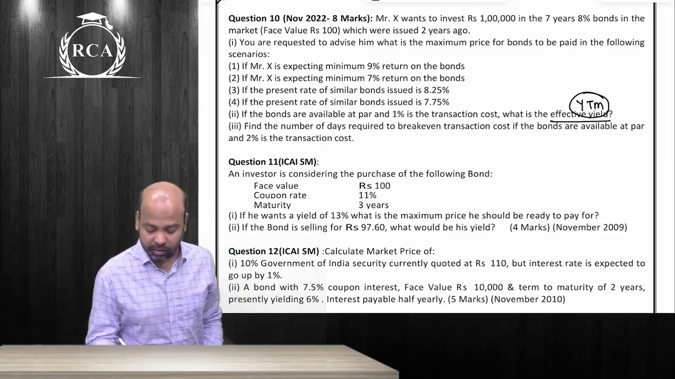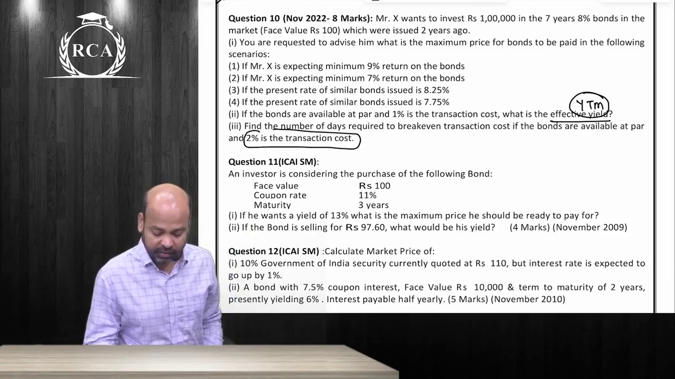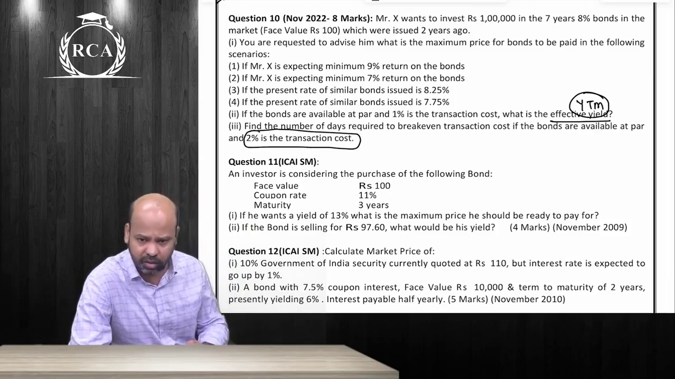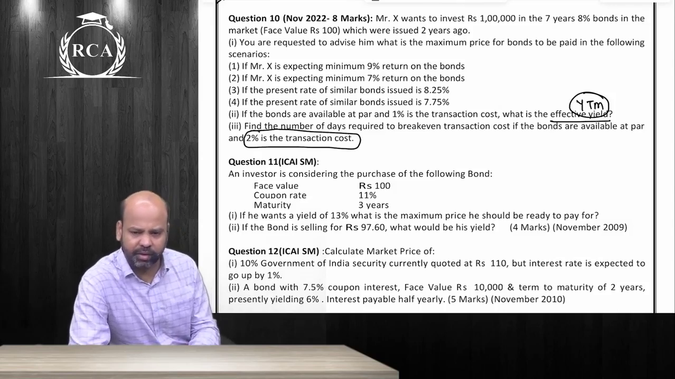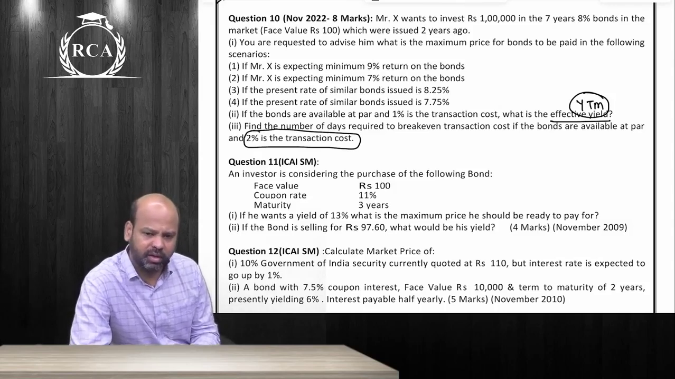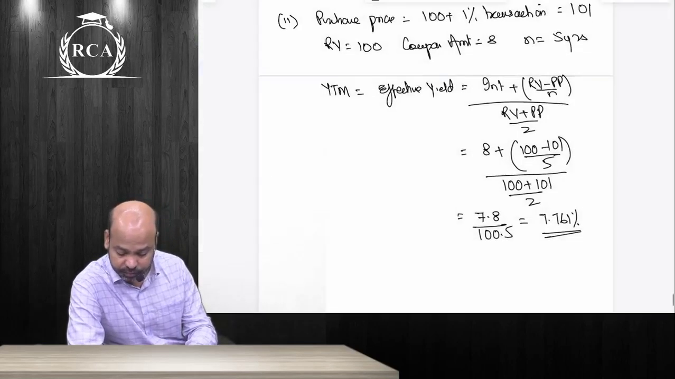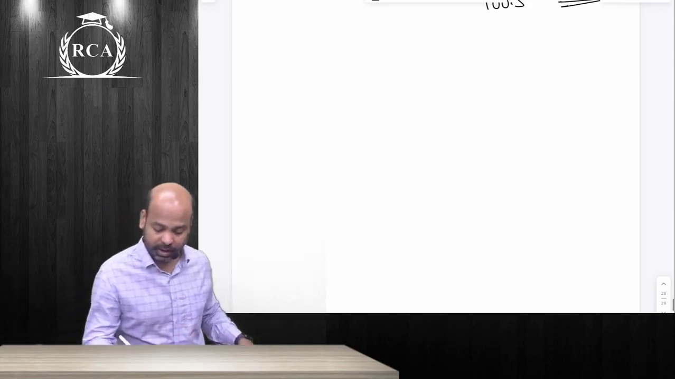Our job is to recover only that 2% transaction cost. That is the additional amount that we are recovering. Once we recover that, there will not be any other loss on it. So to recover that, we will have to hold the bond for at least 91 days. Are we clear about this? Write it down.